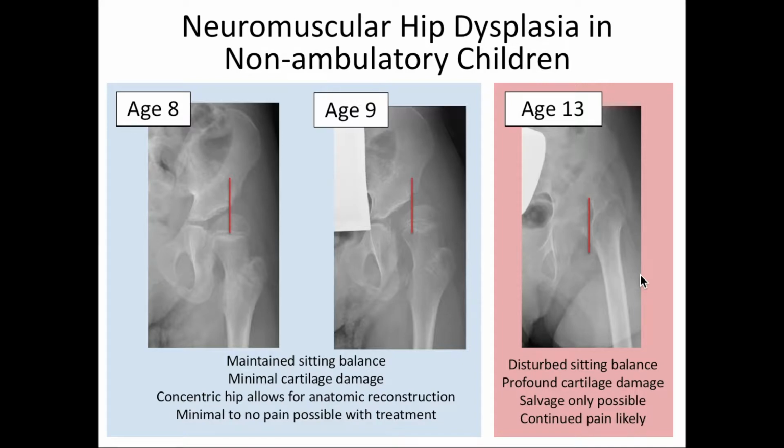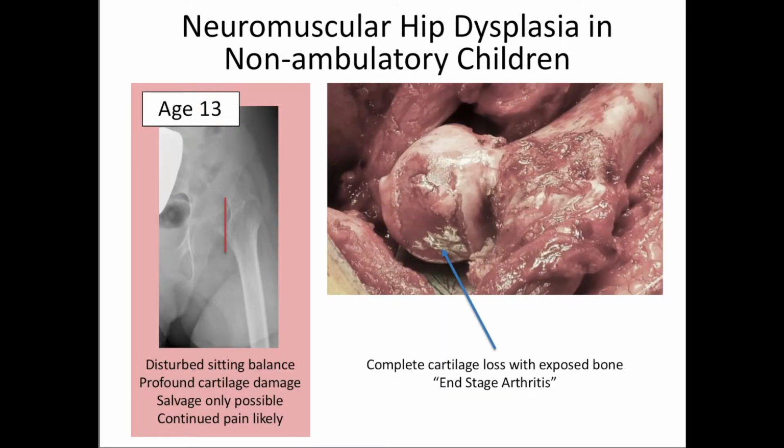Between the ages of 8 and 9, the child had maintained sitting balance, had minimal cartilage damage, and potentially had the opportunity for anatomic reconstruction with a future that would have no or minimal pain with treatment. Contrast that to the child's situation at age 13, where she has profound sitting balance disturbances, cartilage damage, and only a salvage surgery is possible with poor results. This is what the child's hip looks like at the time of surgery, with complete cartilage loss with exposed bone, essentially end-stage arthritis, a hip that you would expect in a much older patient, perhaps an elderly patient in their 70s or 80s.